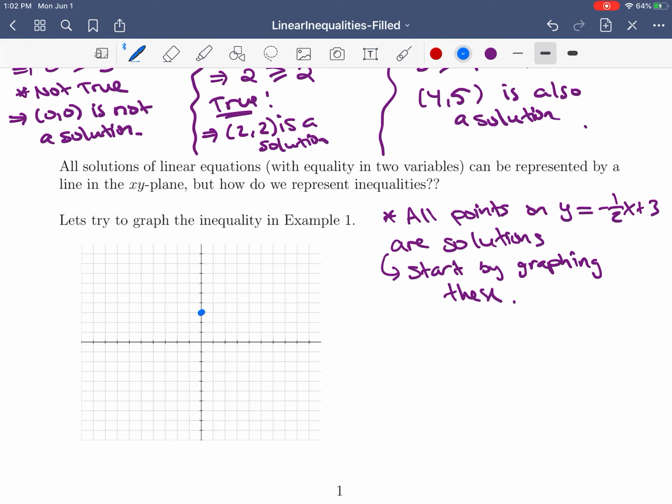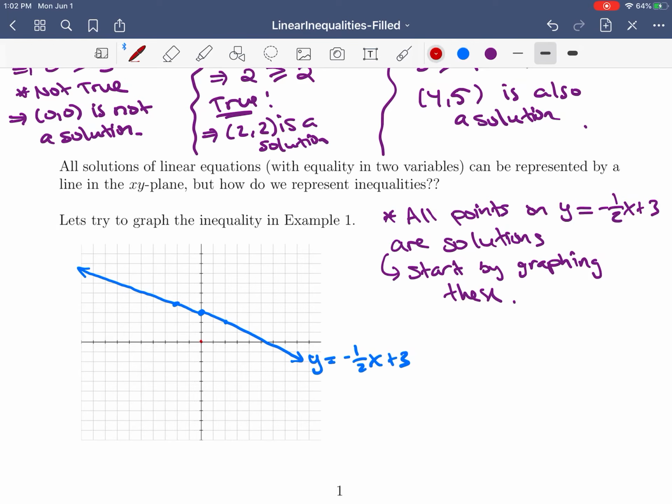Okay, so that means that the y-intercept is 3 and the slope is -1/2, so I go down 1 over 2 to get another point, or up 1 over 2 the other way. Okay, so this is the line y equals -1/2 x plus 3. Okay, those are solutions.